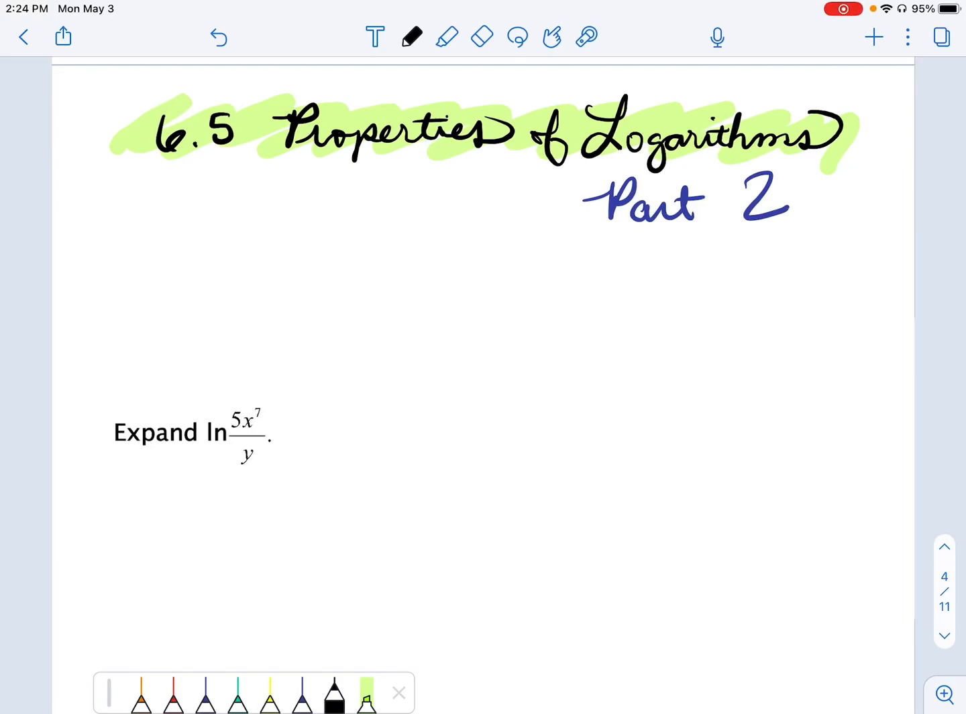Welcome to part 2 of section 6.5, properties of logs. We're doing something that's called expanding and condensing here.